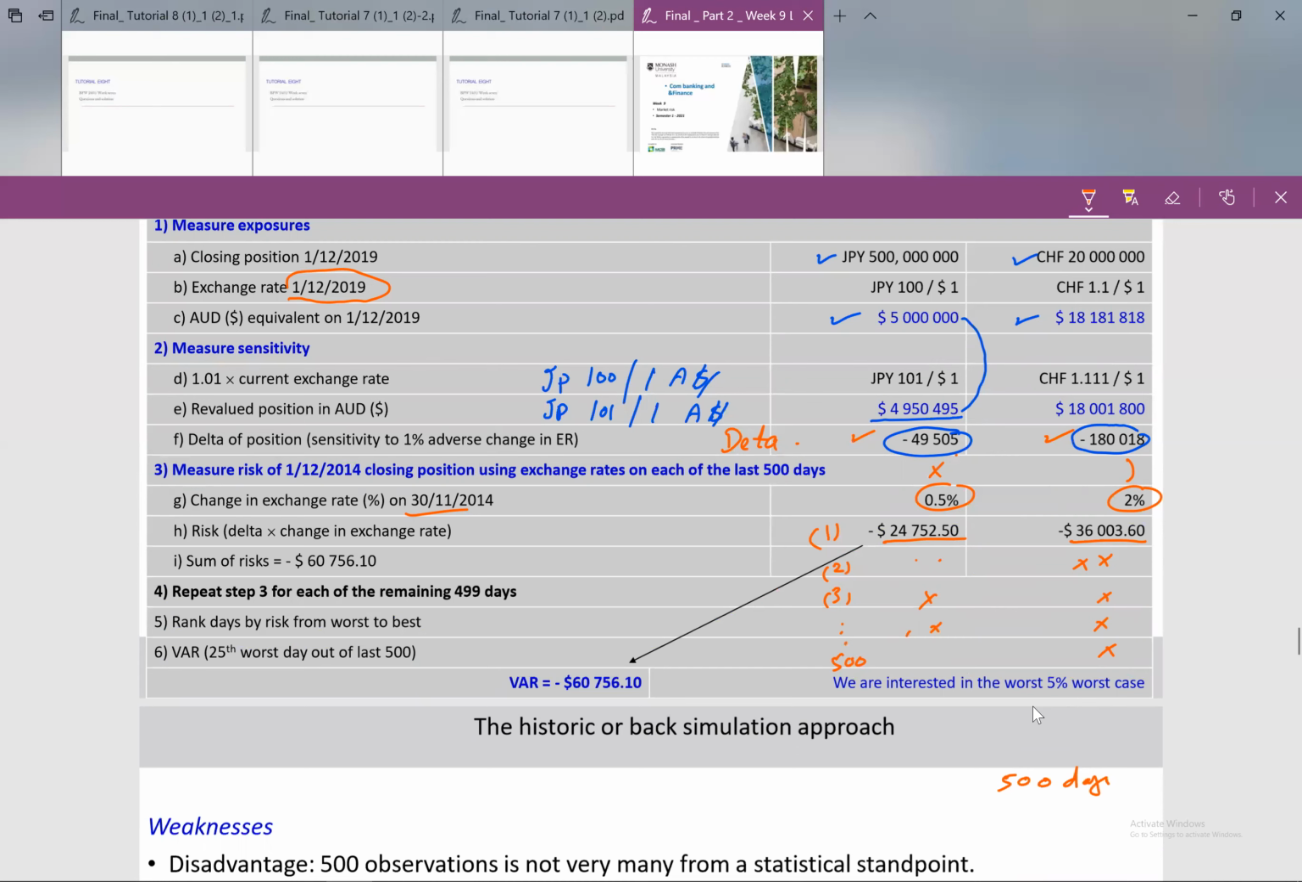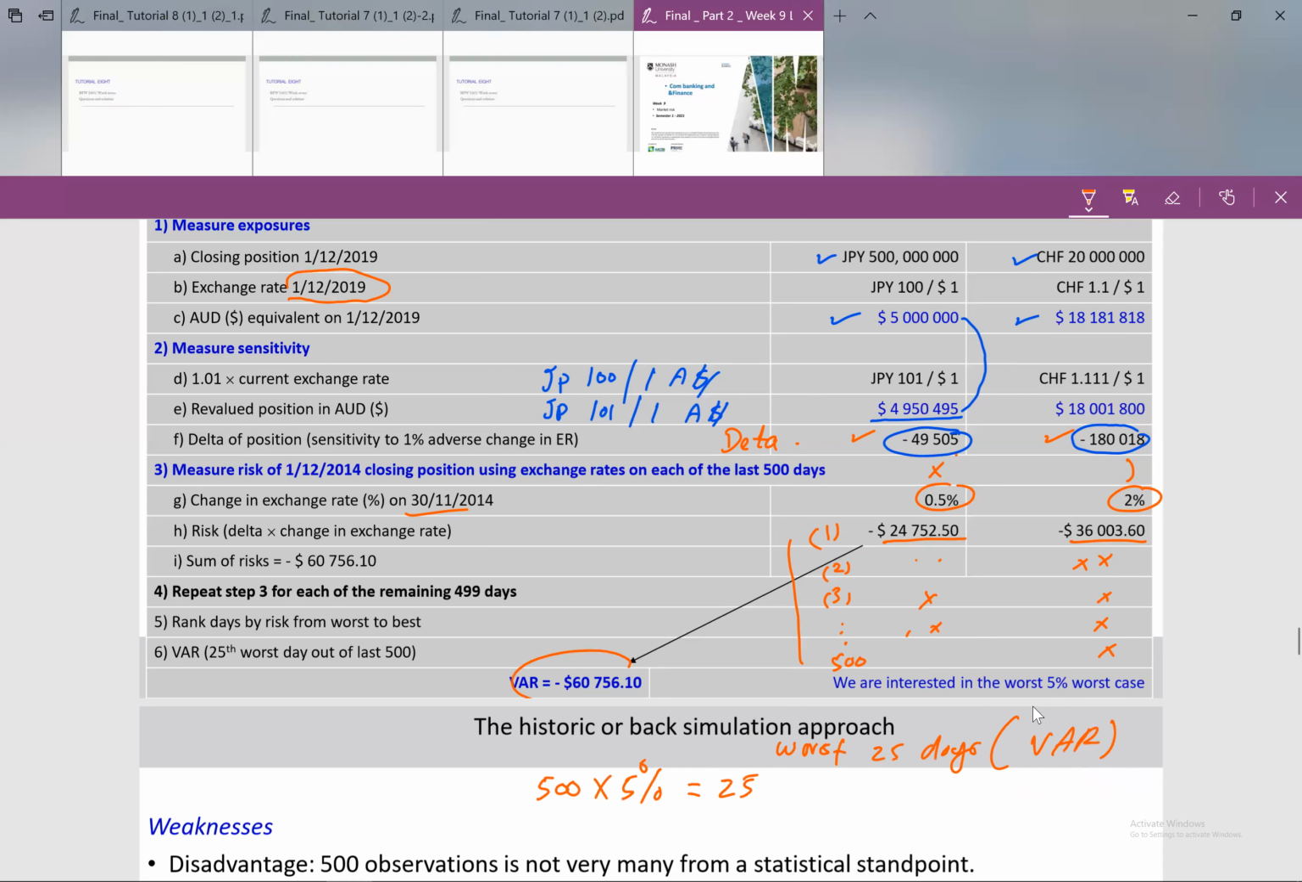So when you list them from the highest to the lowest, those minus values will come at the end, and the largest of the minus values will come at the end. You take the last 25 observations, because it's 500 days times 5%, it's actually 25 days. When you list all those days, you take the worst 25 days. It's easy. That is your VAR of 5%. Finish. This is what you do.